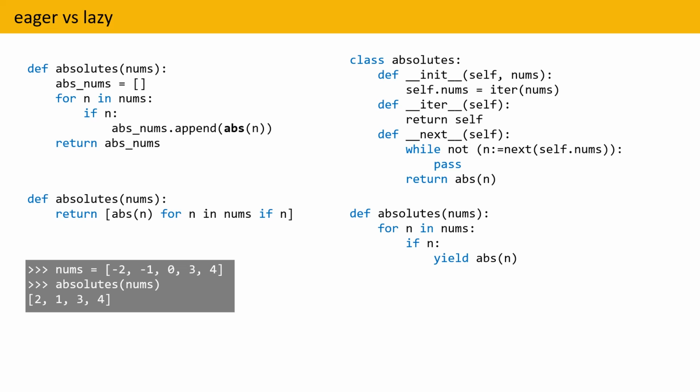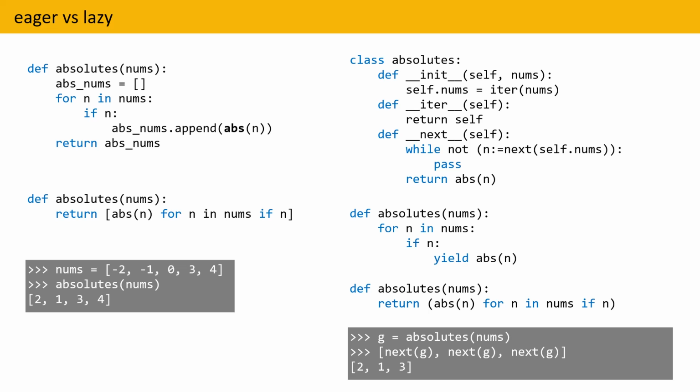an iterator. Similar to a list comprehension, there is a generator expression, with the only difference that round brackets instead of rectangular brackets are used. The generator expression, however, is lazy, while the list comprehension is eager. The generator allows us to collect just the first 3 absolute numbers by calling next 3 times on the generator, without having to compute the absolutes of all numbers in a potentially very large input list.